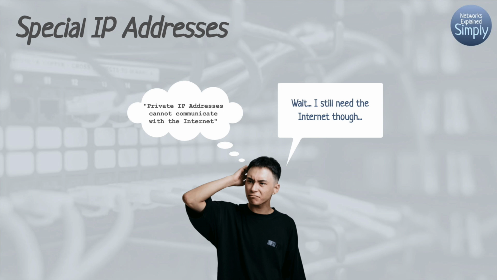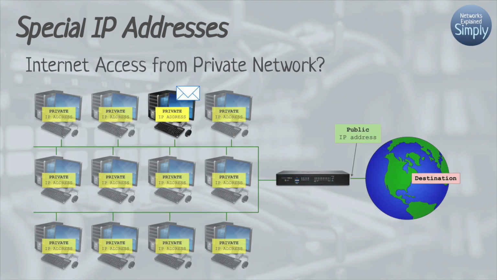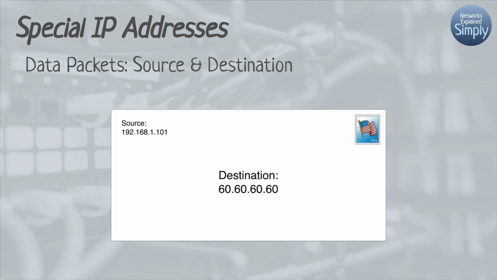Well, as we learned back in our first fundamentals video, the primary function of a router is to connect with two or more networks and facilitate communication between them. But when a computer on a private network wants to communicate with the public internet, we will have a problem because, just like a letter you might send in the mail, every piece of information that we send on a network is marked with its source address and destination address.